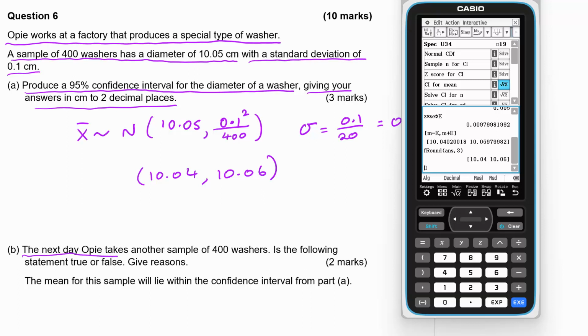The next day, Opie takes another sample of 400 washers. Is the following statement true or false? Give reasons. The mean for this sample will lie within the confidence interval from part A. That is false.